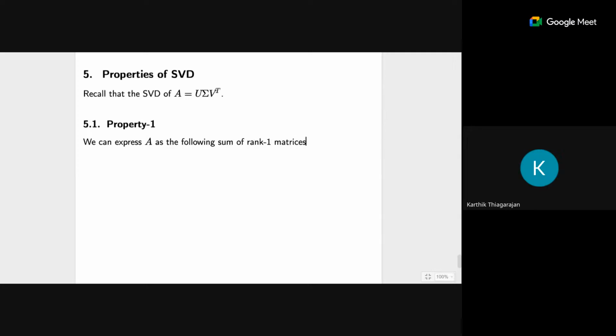Remember that I had mentioned this when we were discussing matrix multiplication. Someone asked me, where will we encounter rank 1 matrix at all? So this is where you will encounter rank 1 matrices. So you can express A as sigma 1 U1 V1 transpose plus sigma 2 U2 V2 transpose, and so on and so forth, all the way till plus sigma r Ur Vr transpose.